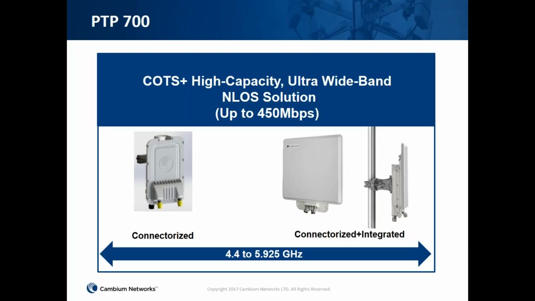So on the 700, this is really a product that's tailored to the national defense and government applications. You can see here it's available in connectorized and connectorized plus integrated. You'll see that model that has both the integrated panel as well as the N-type connector, so I can attach to a dish. And through a software configuration, I can switch back and forth between the panel and the N-type connectors. And the other big difference here is it covers 4.4 gigahertz up to 5.925 gigahertz.